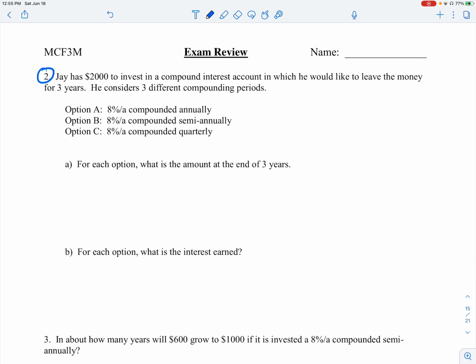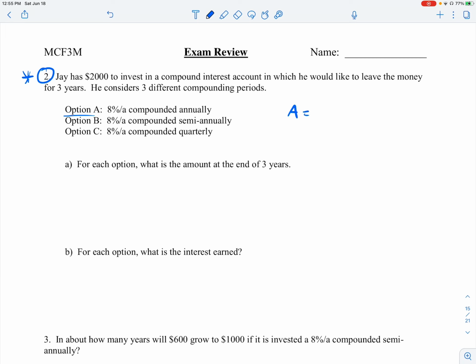So it says Jay has $2,000 to invest in a compound interest account, which he would like to leave the money for 3 years. He considers 3 different compounding periods. Option A, 8% compounded annually. Option B, compounded semi-annually. And then option C, compounded quarterly. Notice the rates are the same. They're all just compounding at different frequencies. So this is definitely a good question to practice. So for each option, what is the amount at the end of 3 years?